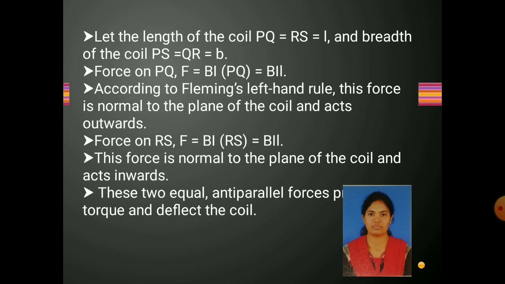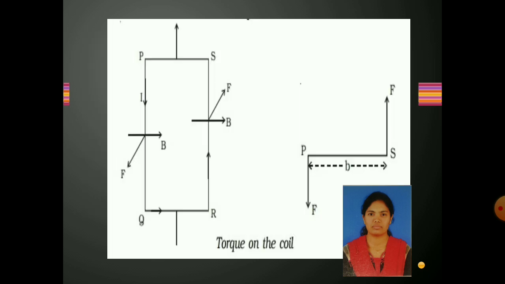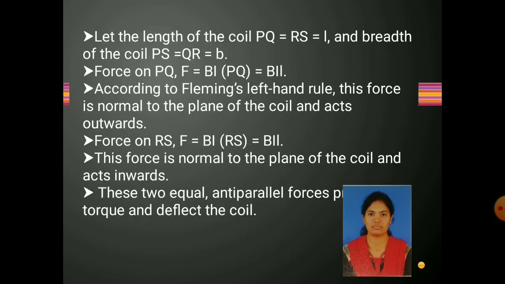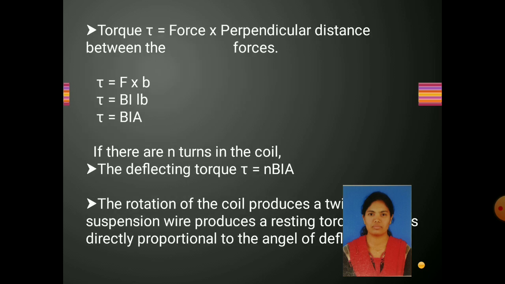According to Fleming's left-hand rule, this force is normal to the plane of the coil and acts outwards. That is what you can see here. It is moving outwards. So the same force which acts on the side RS is BIL. Now this force is normal to the plane of the coil and acts inwards. So one force is acting outwards and one force is acting inwards. These two equal anti-parallel forces produce a torque and they deflect the coil.